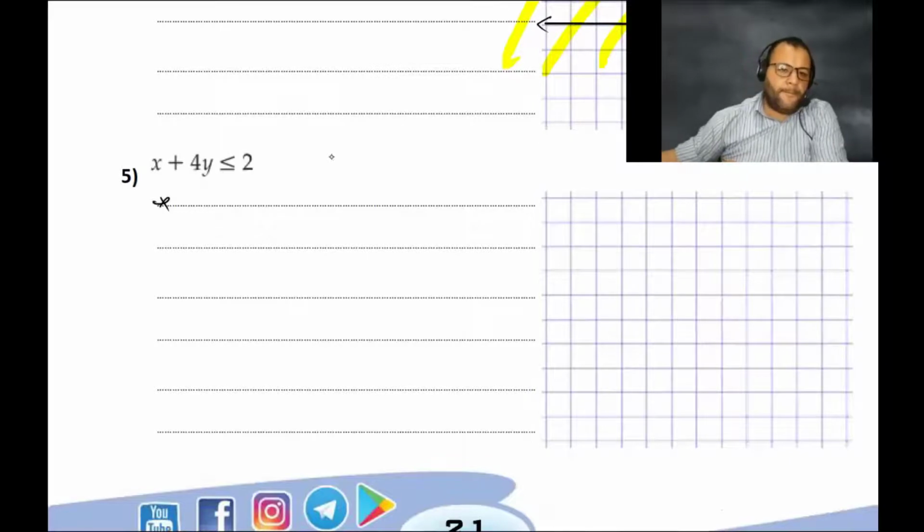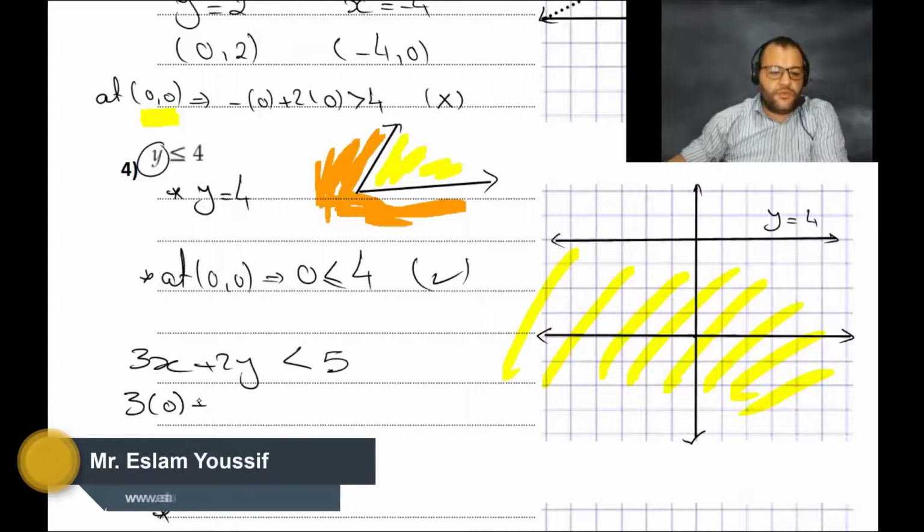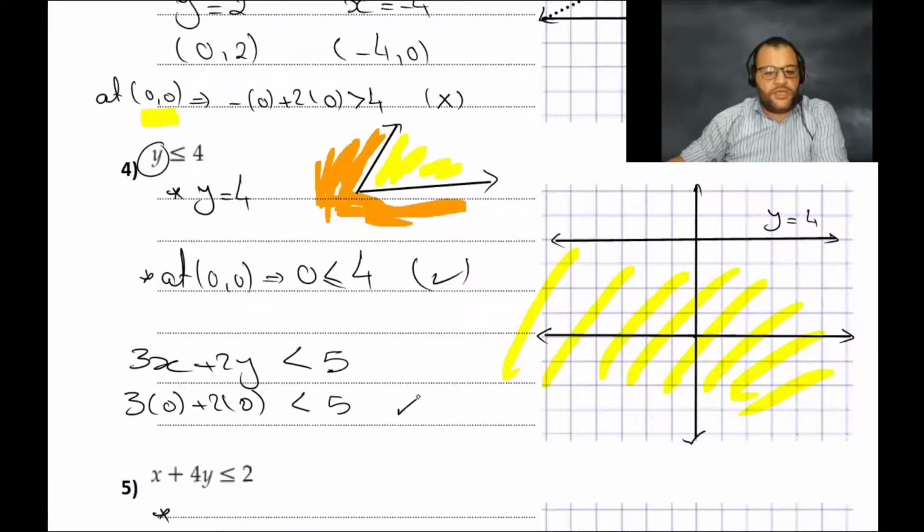Now, I don't understand the 0 and 0. Just replace x with 0, replace y with 0, then check if the inequality is right or wrong. Suppose that we have 3x plus 2y is smaller than 5. At 0 and 0, it means 3 times 0 plus 2 times 0. Is it smaller than 5 or not? Yes.